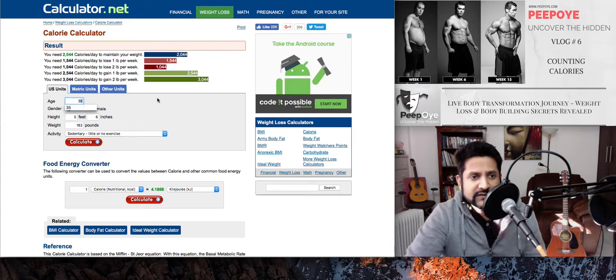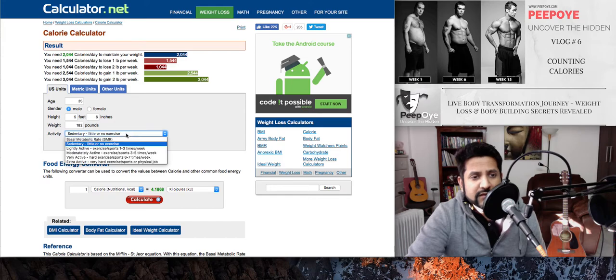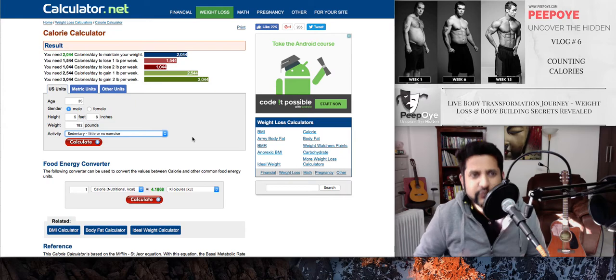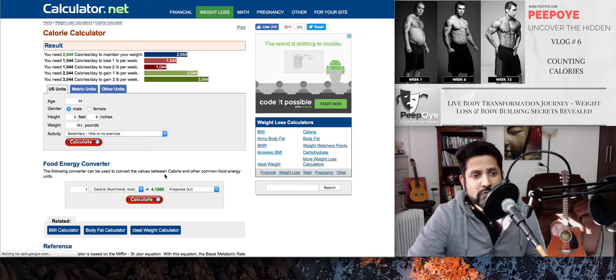So I've already put the figures here. I'm 35, I'm a male, my height is 5 feet 6 inches, I'm 182 pounds right now, about 83 kgs, 81 kgs, sorry. And my activity is sedentary, little or no exercise, and little also because I have started doing more body movement and stuff like that. So let's see what comes if I calculate this.